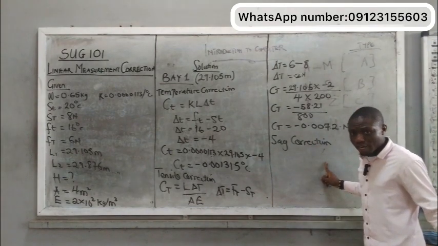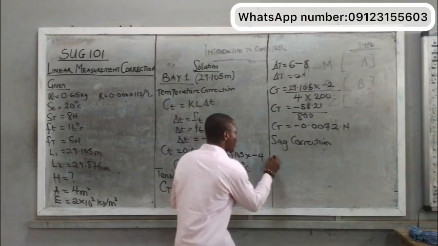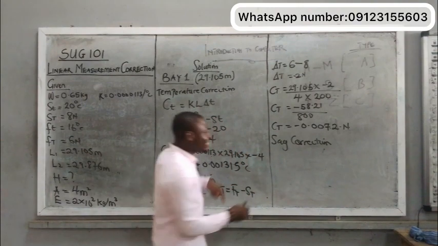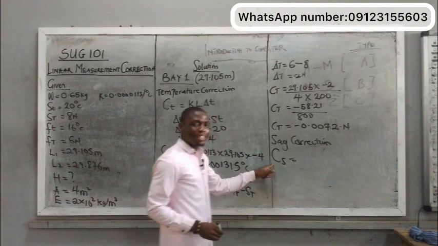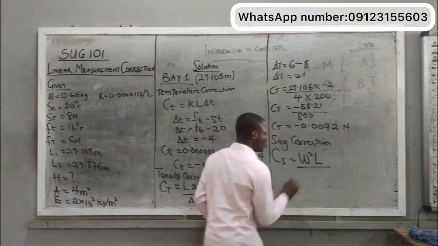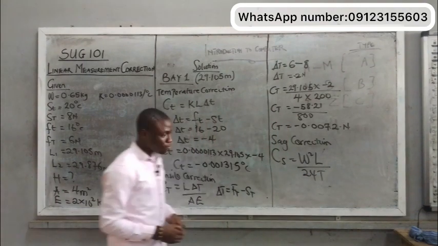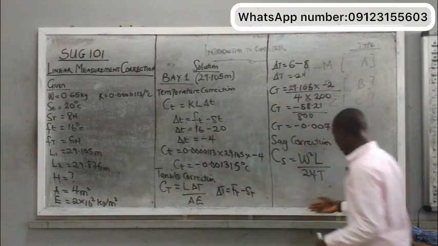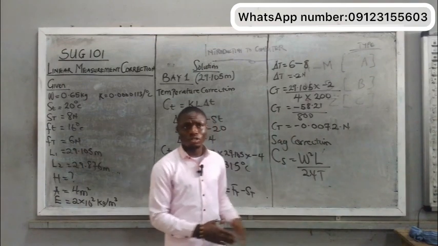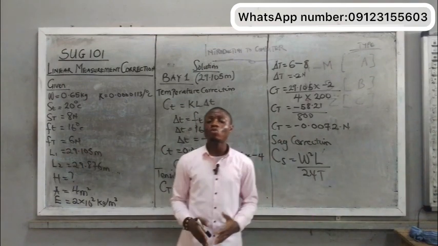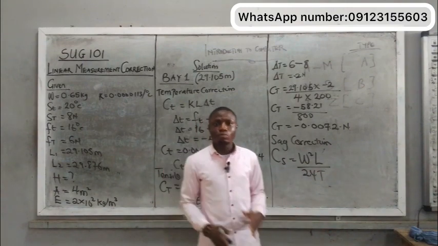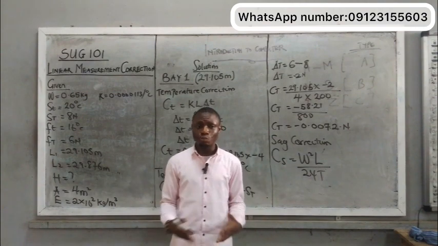So my side correction now, what is it? That's what? CS, not SC. Don't make a mistake. CS is W squared over 24C. Let's follow our formula for side correction. For every side correction, it must always be negative. If you have a positive answer after solving it, always put negative. Side correction is always assumed to be negative.